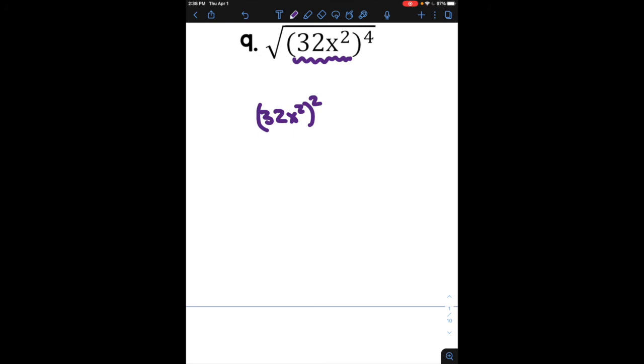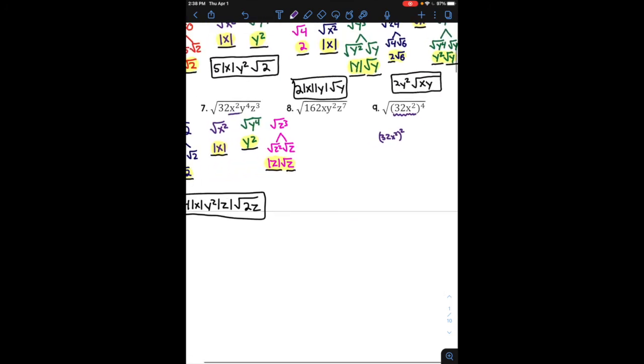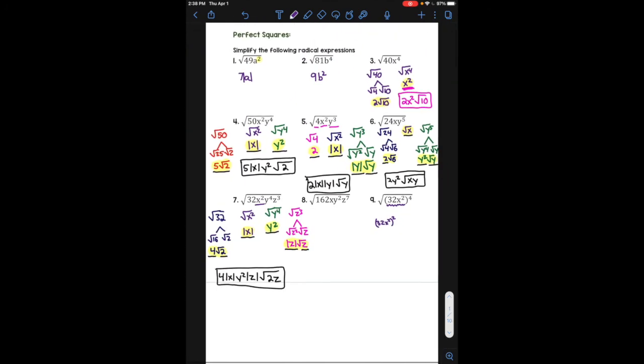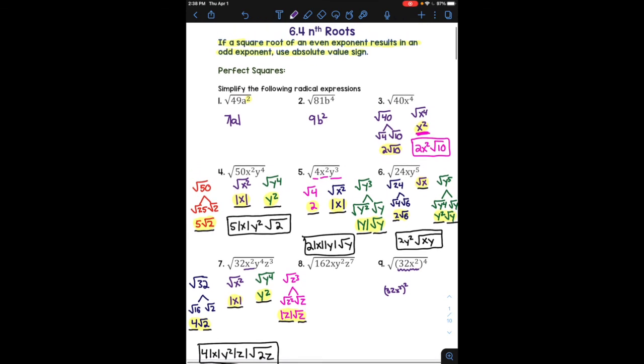That will conclude our lesson for today, just simplifying square roots with both coefficients or numbers and variables with different exponents in it.